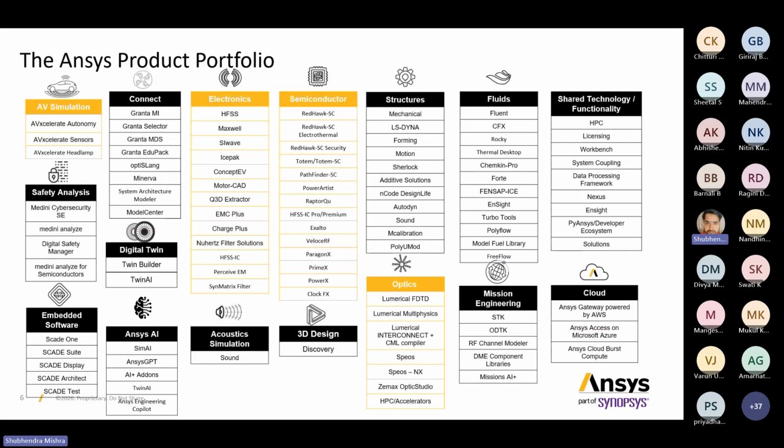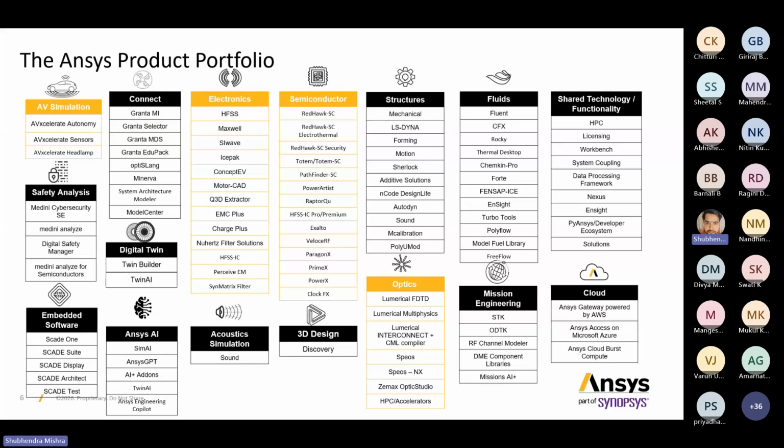So that was basically a brief about what physics we have. Now within that physics, when I talk about electronics, there are multiple products in electronics. In structures, we have multiple products. We have different multiple products in fluids, optics, mission engineering, and all. For each type of physics, we have a different technical expert. In case you are interested in any of them, you can contact us and we will align a particular technical expert on that, and he will tell you what the capabilities of those tools are.